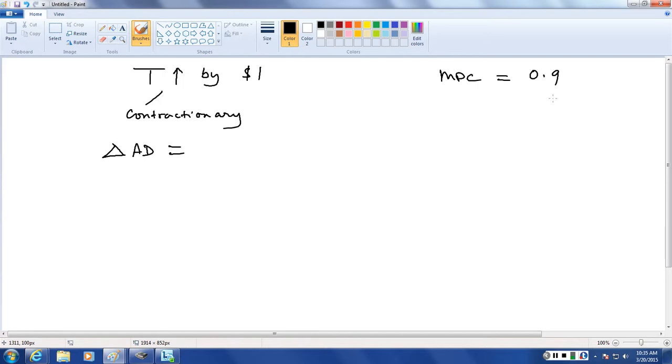Right? So what would be the change in AD then? The first change? You would buy 90 cents less of bread from the baker because the MPC is 0.9. So the baker has 90 cents less of income now because you have spent 90 cents less on his product. So the baker has 90 cents less of income.